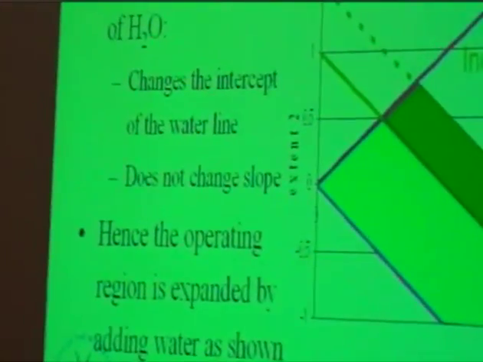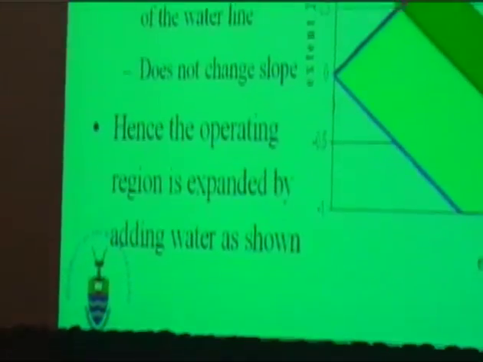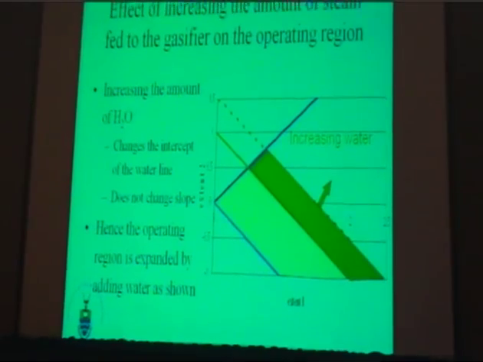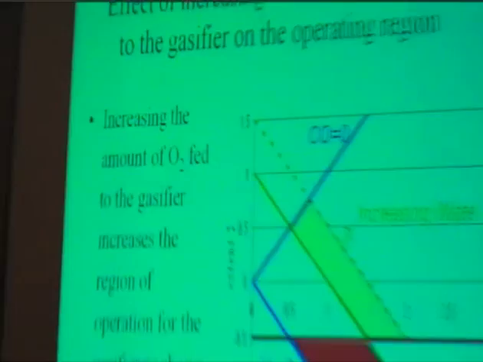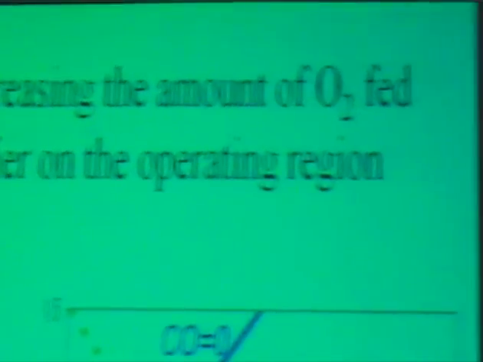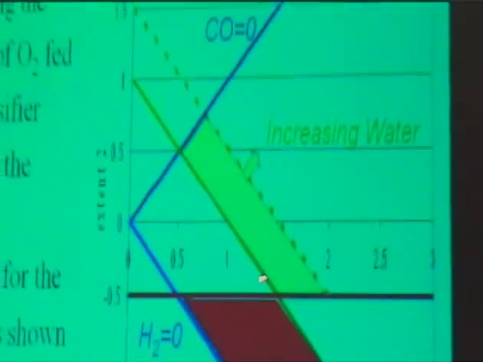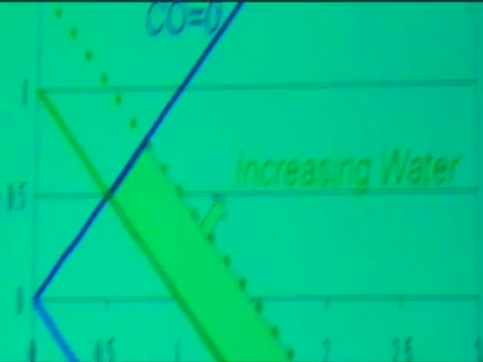However, if we increase the water, we can change that line, not the slope, but that line. So we can increase the feasible region by increasing the water. I haven't said whether that's desirable or not, I've merely said that it is possible. If we increase the amount of oxygen fed to the gasifier, we get the same result. We can increase the feasible region, again down here, and again I haven't said whether that's desirable or not, but that's the feasible region we can attain.